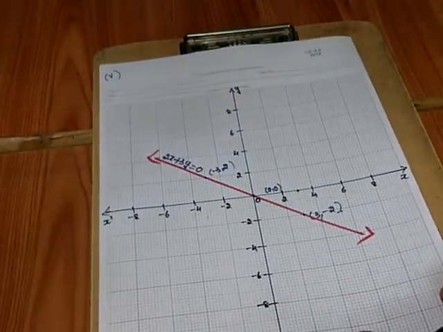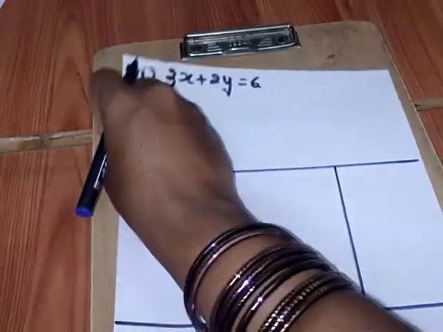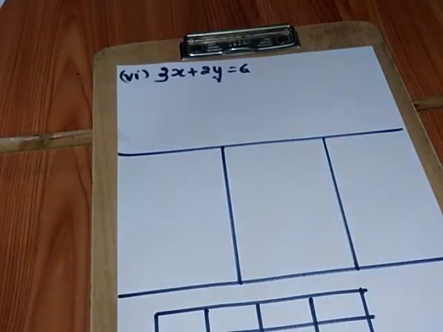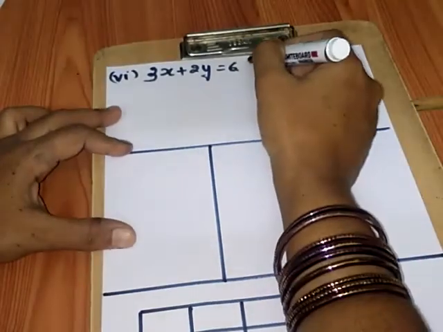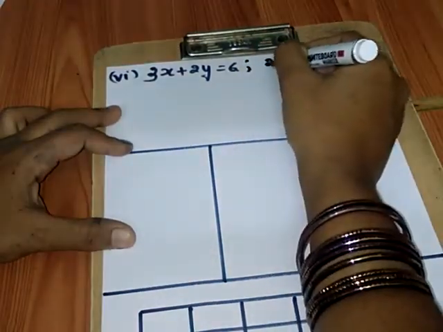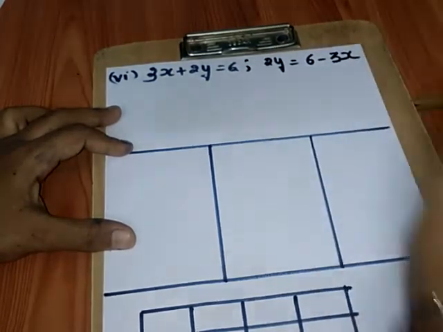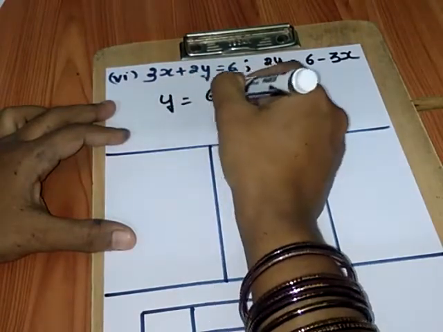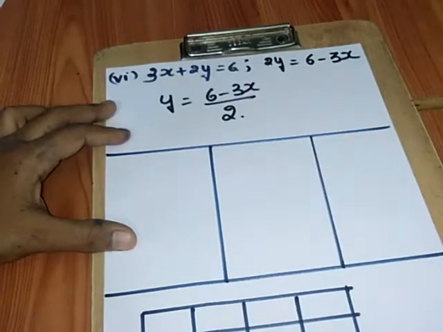Let me move on to the next question, that is question number 6. The given equation is 3x plus 2y is equal to 6. As usual, let us rewrite the equation for the value of y. So what happens? 2y is equal to 6 minus 3x. That is, y is equal to 6 minus 3x by 2.